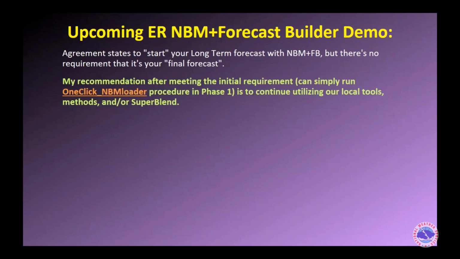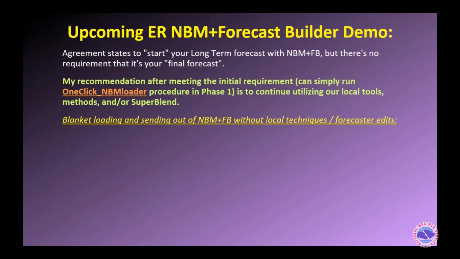So my recommendation is that after meeting the initial requirement, and by the way, in terms of the initial requirement under phase 1, you can simply run the one-click MBM loader, a procedure I wrote under the edit menu, and that fully 100% meets the requirements of the demo. It'll load all the grids in the extended included in the study, so not wind or wind gusts or weather or things like that. Mainly the public grids that are part of the demo, and then you can continue to utilize your local tools, methods, superblend, and whatever you think helps to put out the best possible forecast.